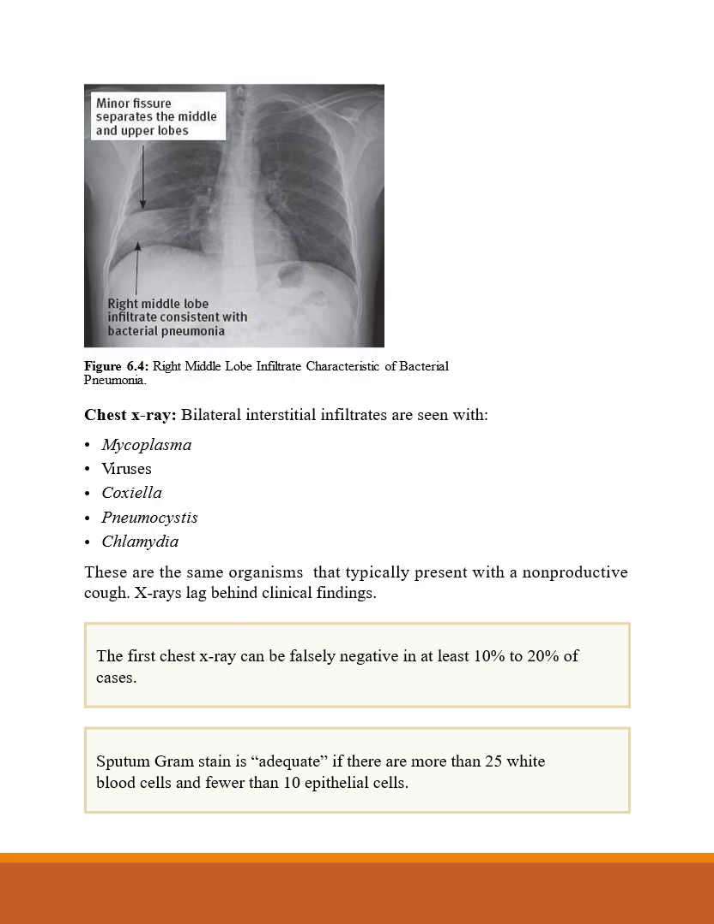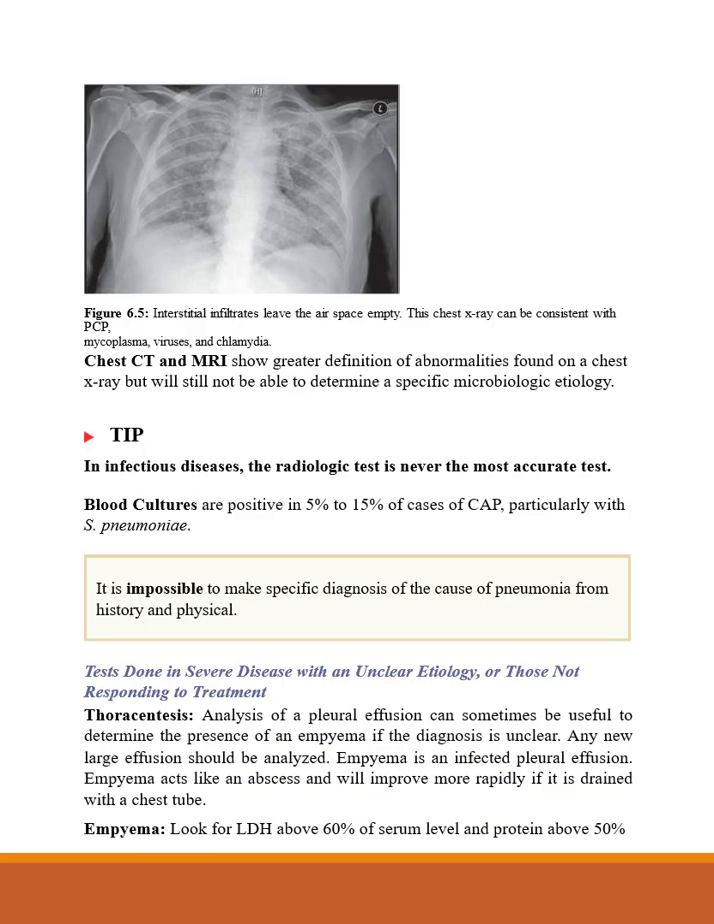X-ray lags behind the clinical findings. So there are two clinical tips here. The first is that the first chest X-ray can be falsely negative in at least 10 to 20% of the cases. And number 2, the sputum Gram stain is adequate if there are more than 25 white blood cells and fewer than 10 epithelial cells. Let's go to the next slide.